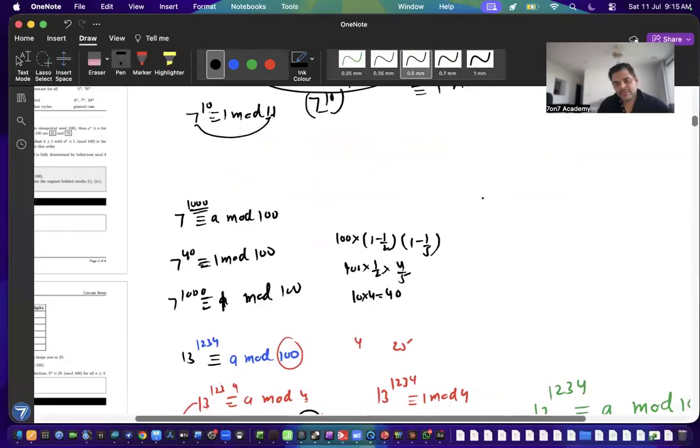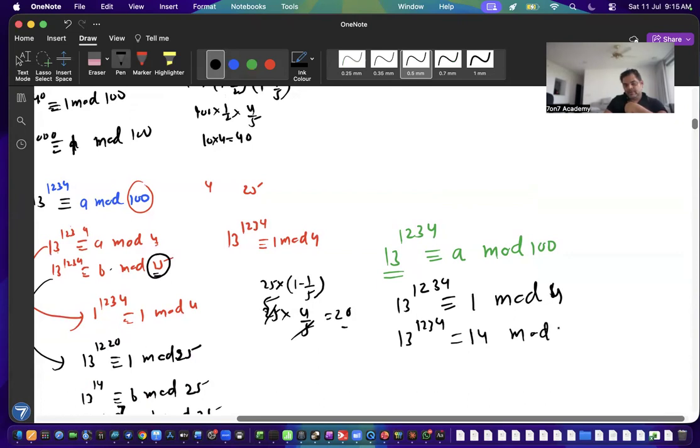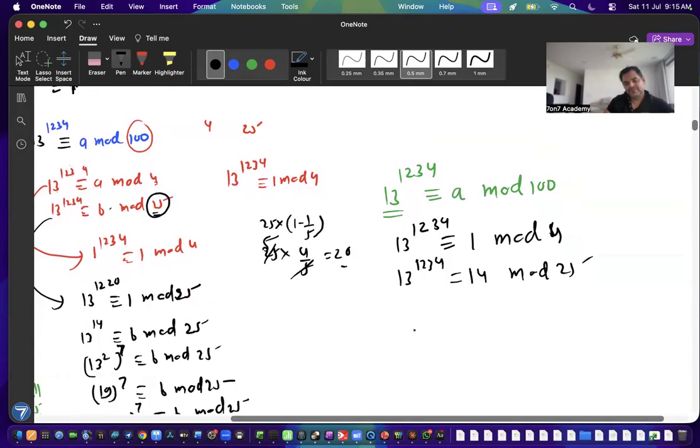Now see, Riddhi, we changed this into 2 problems. One problem was: 13 raised to 1, 2, 3, 4 would give me what remainder if I divide by 4? 1. And this 13 raised to 1, 2, 3, 4 would give me 14 remainder if I divide by 25. Now I assume that this is some x. So x is 1 mod 4, and this x is 14 mod 25.